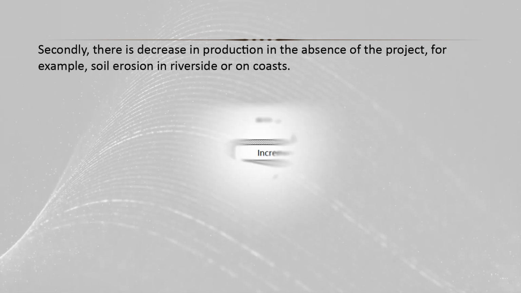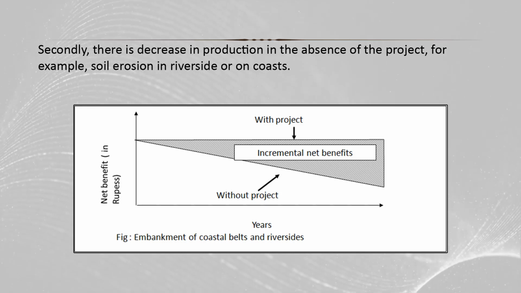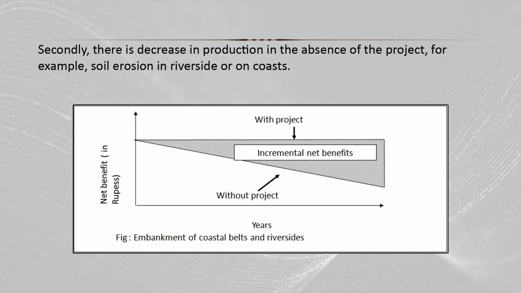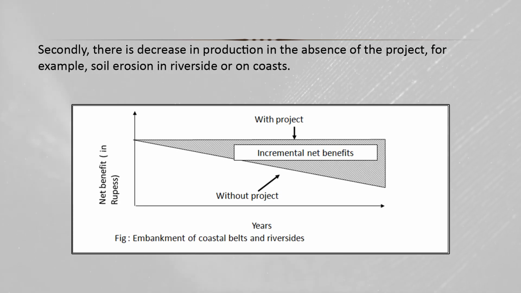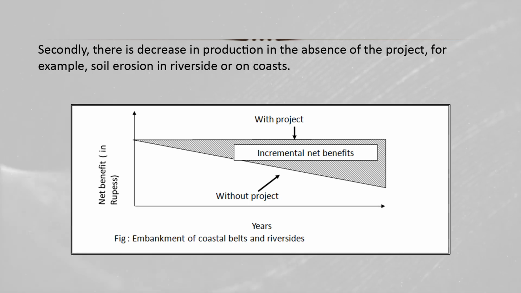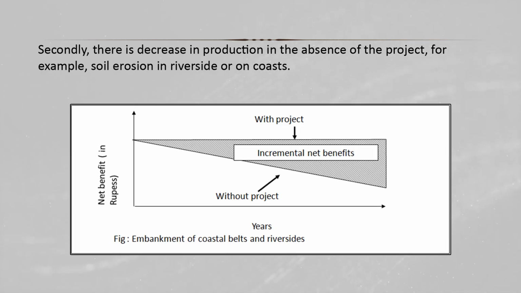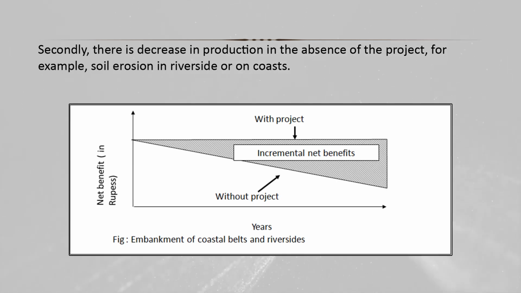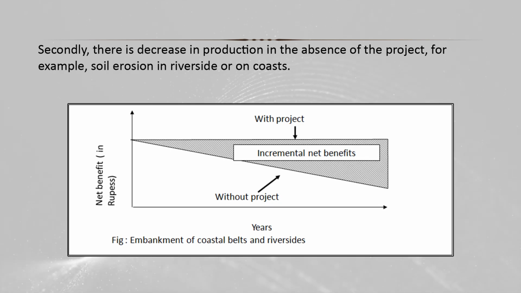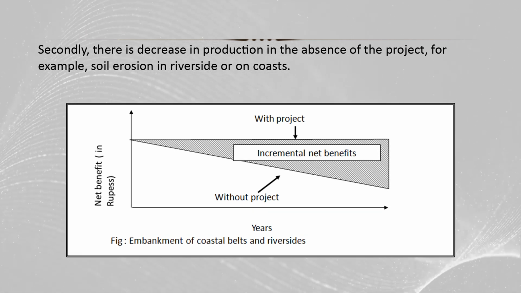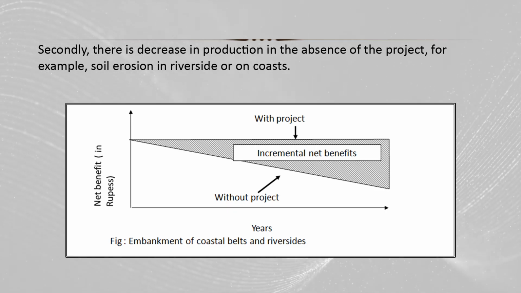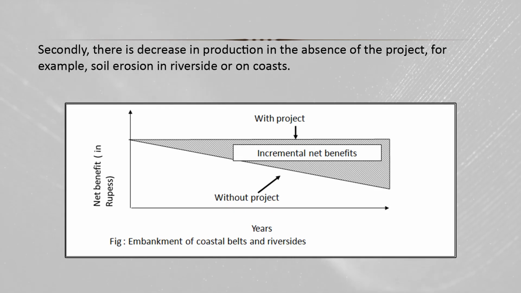Then the second is that there is a decrease in the production in the absence of the project. For example, soil erosion in the riverside or on a coast. So, if there is no project, you will find that in some areas there is a decrease in the production. So, we can say there is a decrease in the incremental net benefit. If there is a canal in the coastal area or riverside, there will be soil erosion.